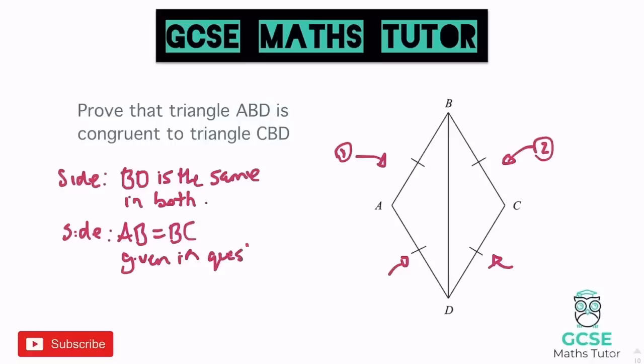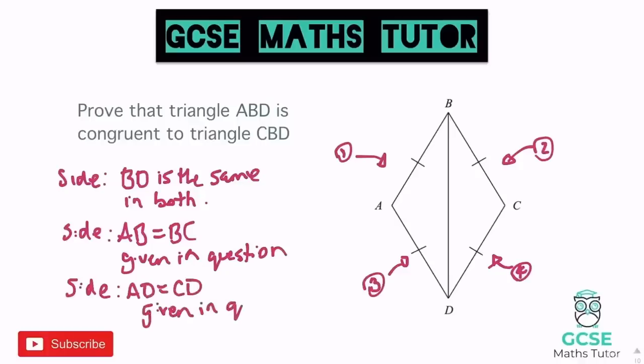There we go. And using that same logic, we could prove that these two down the bottom, which I'll label 3 and 4, are the same as well, because they're all the same length. So I could prove another side. I could say that AD equals CD, and again, that's given in the question. There we go. So all I have to do is state why they're congruent, and I'll write this at the bottom: therefore, they're congruent, because of the SSS rule, so side, side, side.